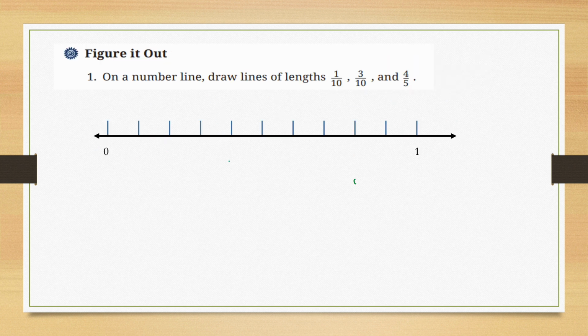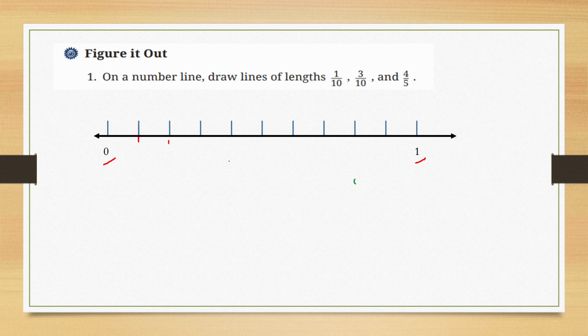Figure it out. On a number line, draw lines of lengths 1 by 10, 3 by 10 and 4 by 5. So, here, this is 0, this is 1. One unit is divided into 10 equal parts, so each part is 1 by 10. See, this is 1 by 10.